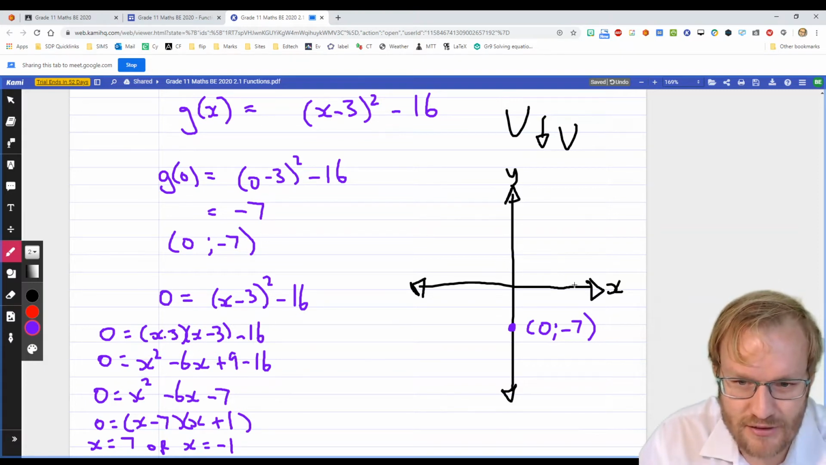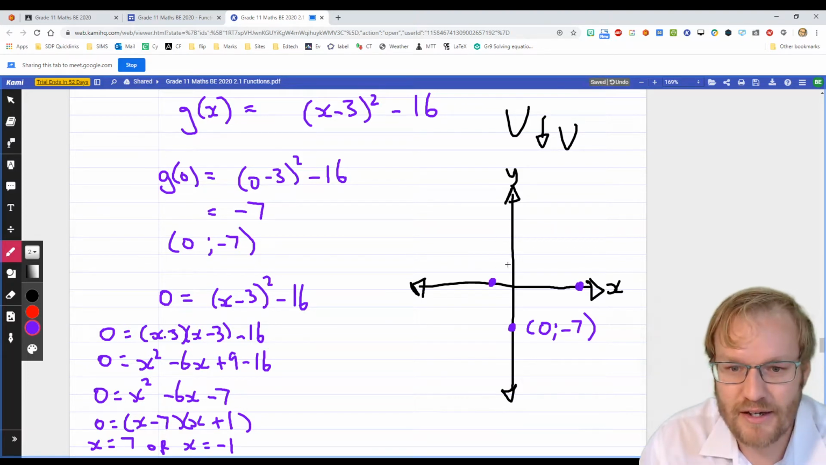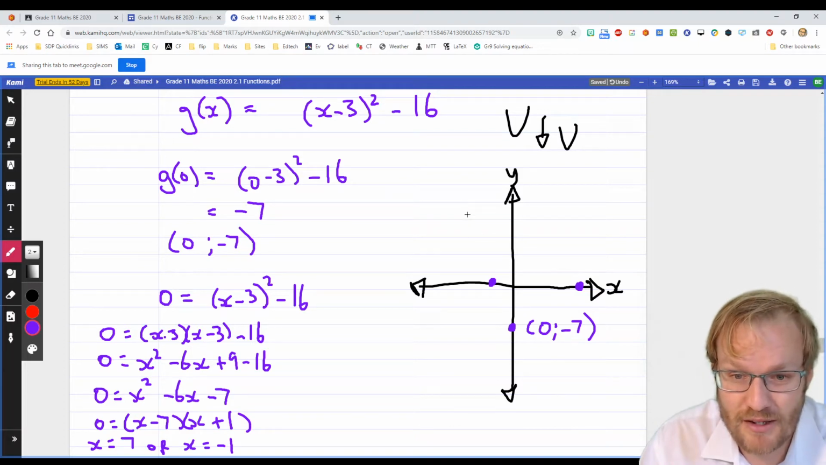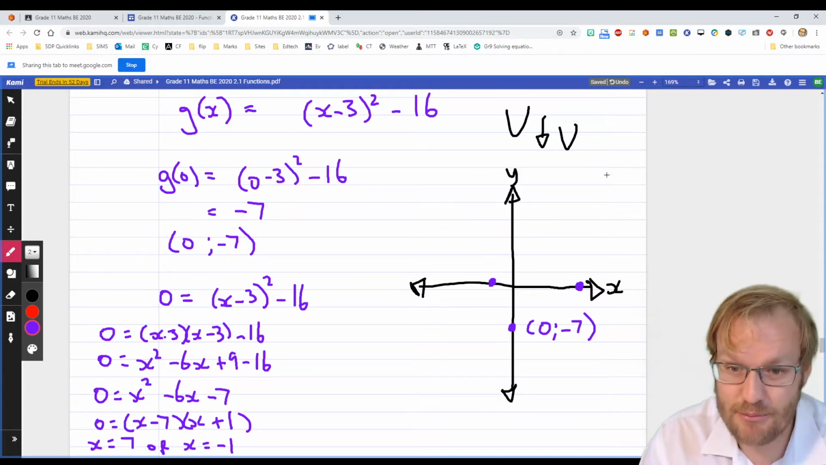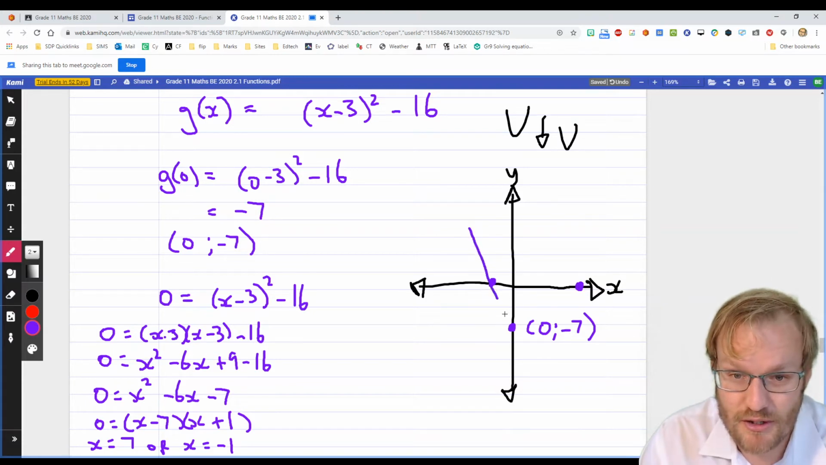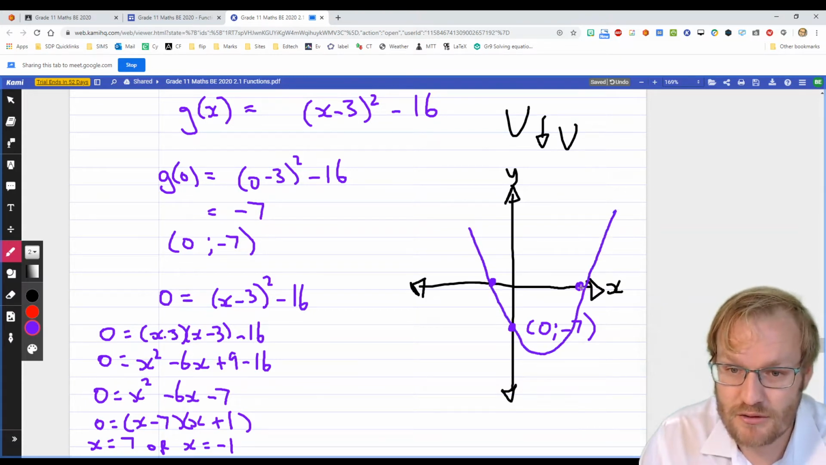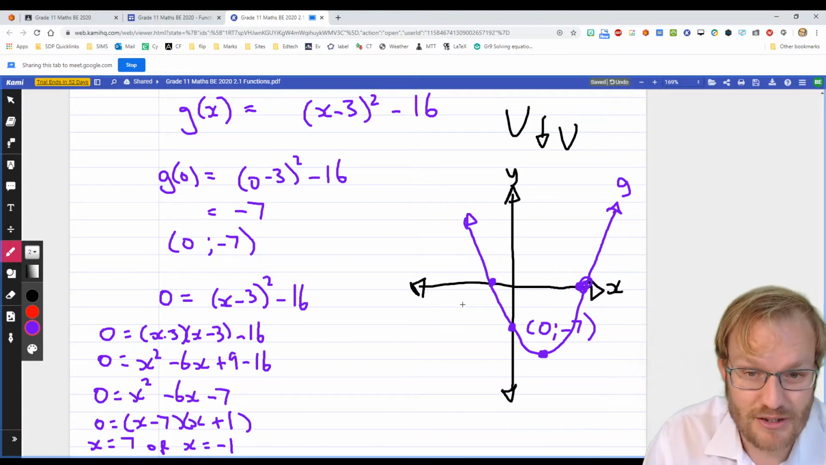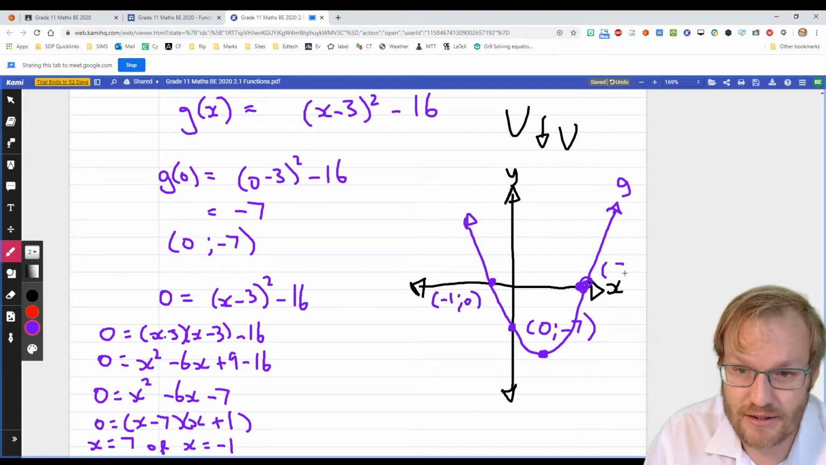We've got 7. So that's gone over here. And we've got negative 1. And the turning point is going to be down here. And we're not going to discuss turning points just yet. We're going to go into that next week. But for now, if we've got a parabola and we know that it's a happy parabola, the only way we can draw it is to draw it through those points, and there's our parabola g. Turning point there somewhere that we're going to work out. Intercepts were (negative 1, 0), and this one here is (7, 0).